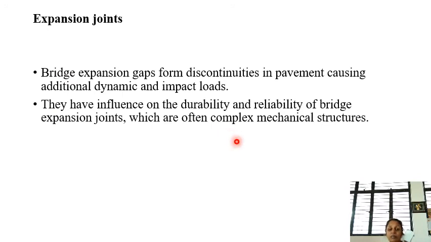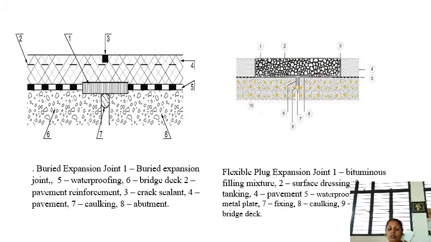Next is the expansion joints. Bridge expansion gaps form discontinuities in the pavements. It may cause additional dynamic and impact loads. They also have influence on the durability and reliability of bridge expansion joints, which are often complex mechanical structures. So we have different types of expansion joints. We have buried expansion joints, flexible expansion joints, plug joints and so on.